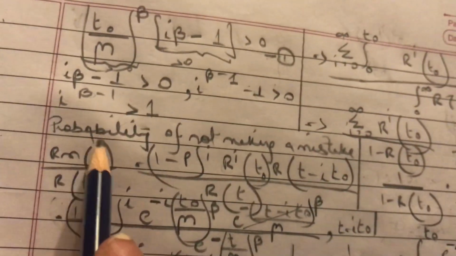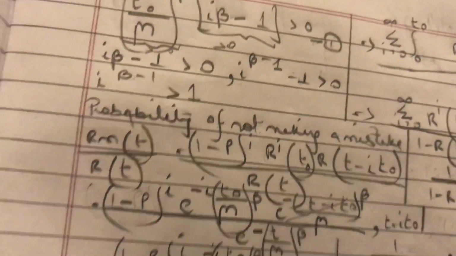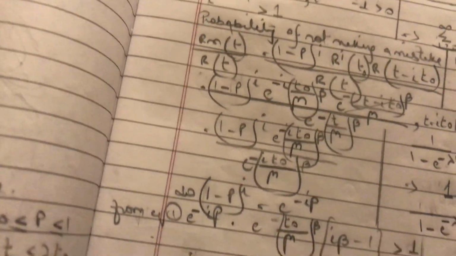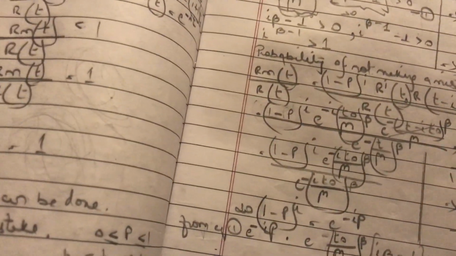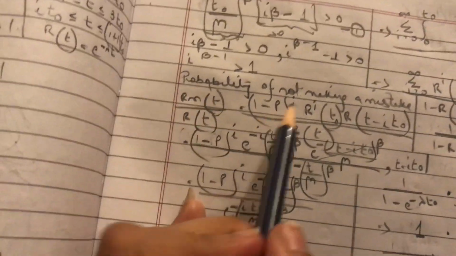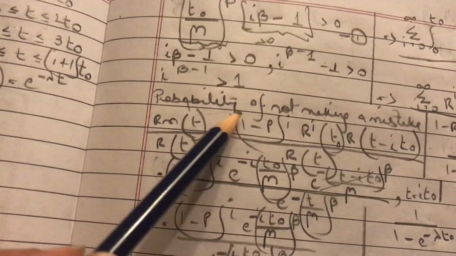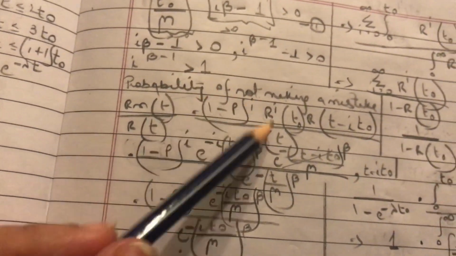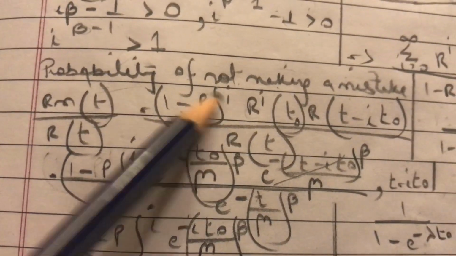Now we say that probability of not making a mistake. There can be two conditions. We perform maintenance, and after performing that maintenance there can be two conditions that can happen. One is that we make a mistake, and the other is that we do not make a mistake. So this is the probability of not making a mistake. We write the probability of making a mistake as P. Now we are talking about not making a mistake, so we will represent it as 1 minus P.